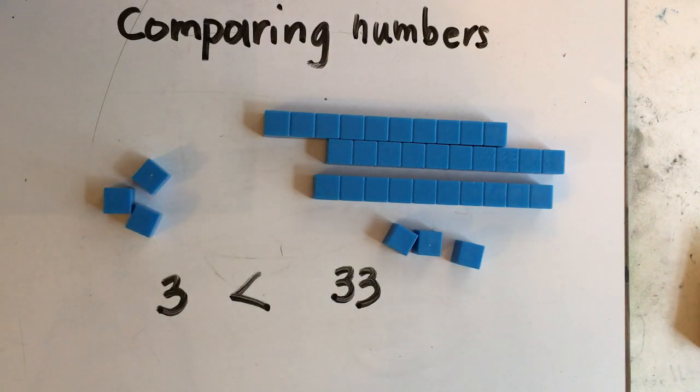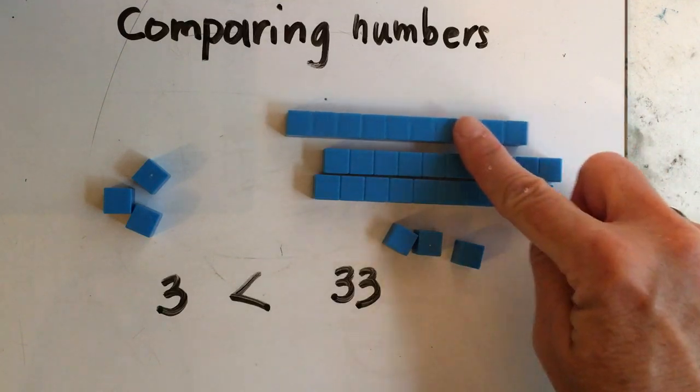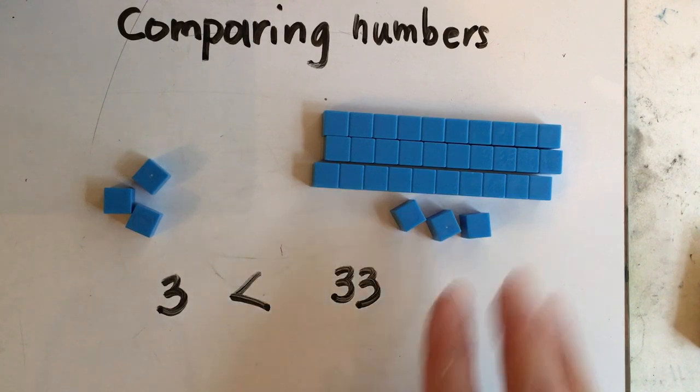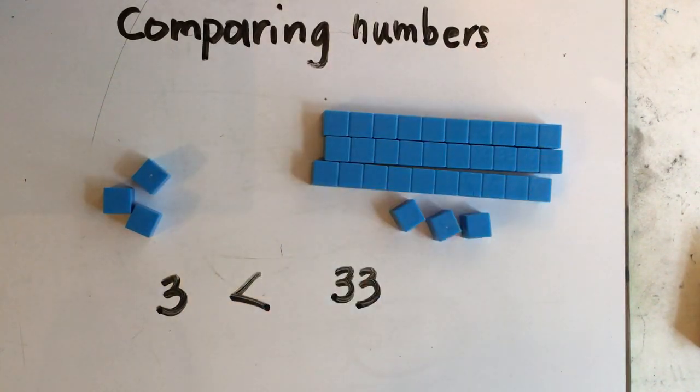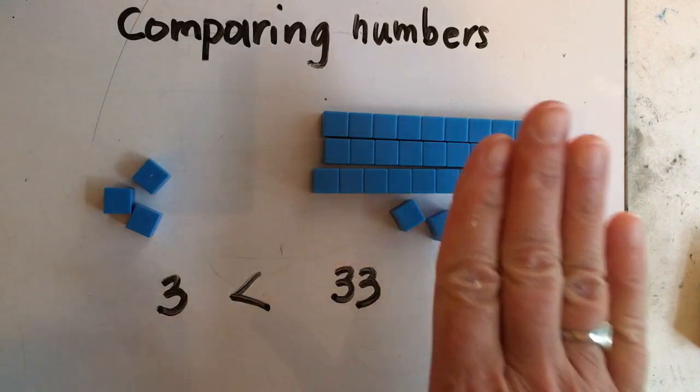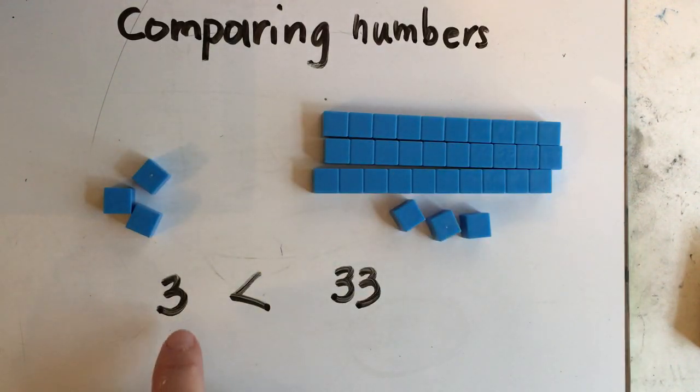3 little ones over here. 3 tens and 3 ones. Oh my gosh, this is way bigger, right? So I can prove that 3 is less than 33 using my counters. I should always be able to prove it when I'm comparing numbers. I should be able to take things out and count them and show somebody that 3 is less than 33.